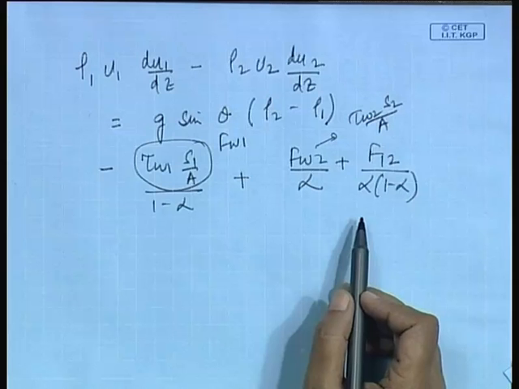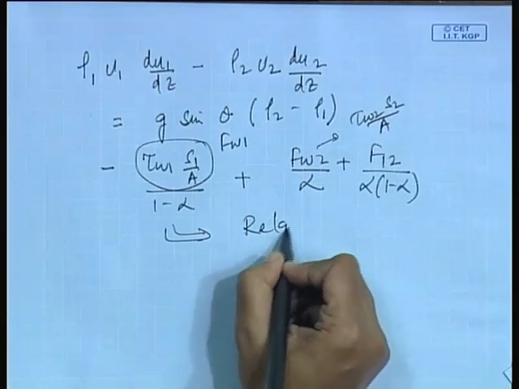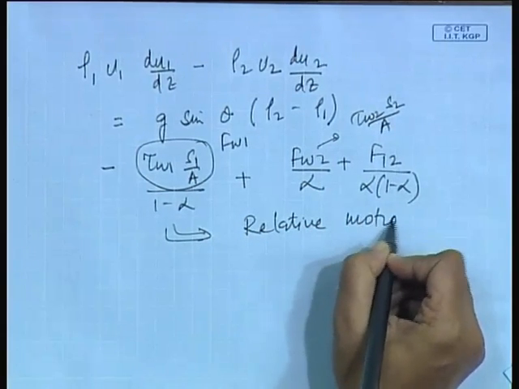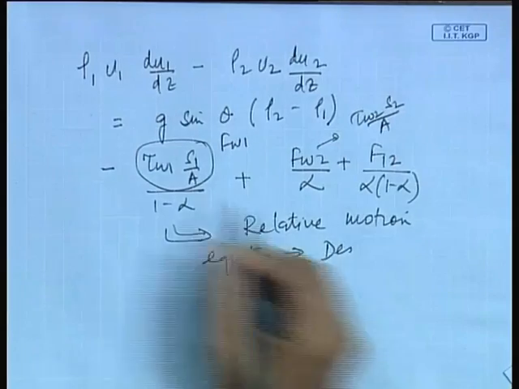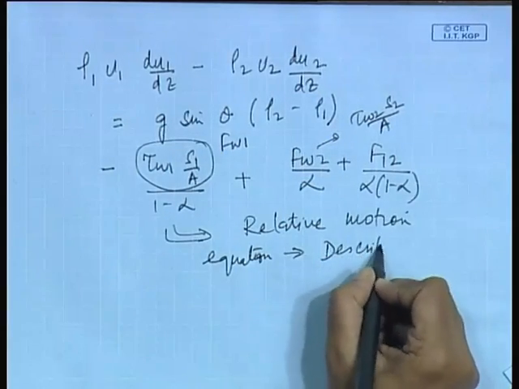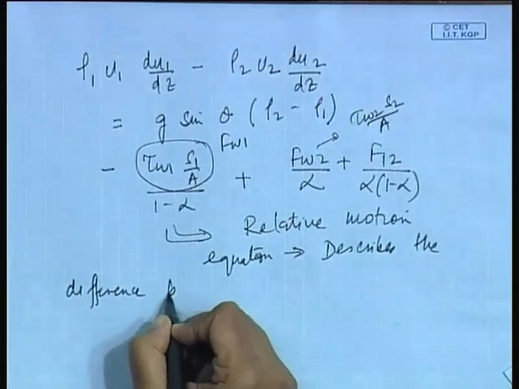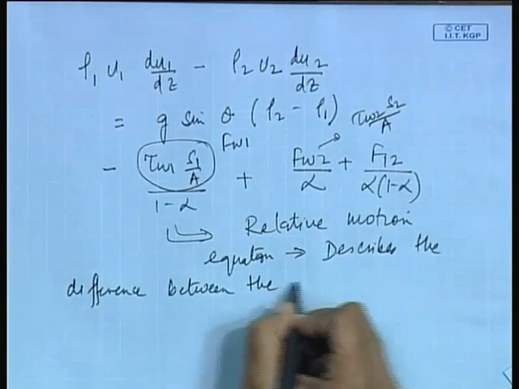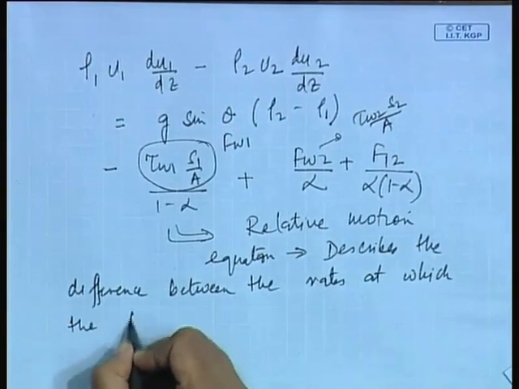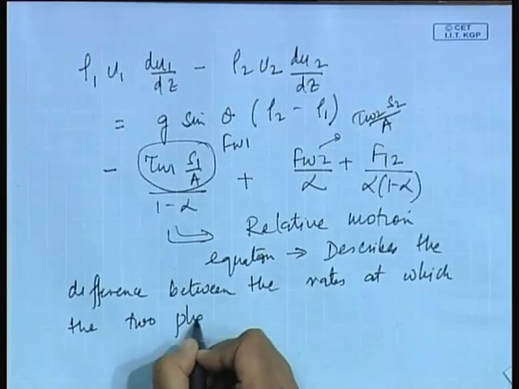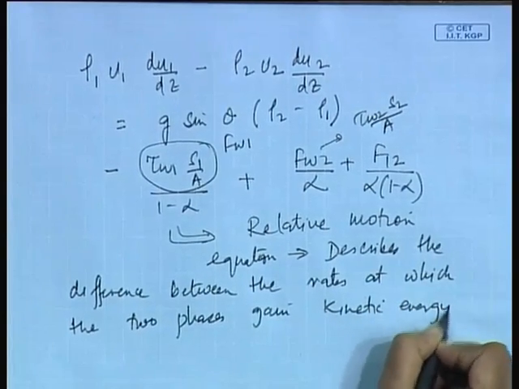Now, from this equation, you find that it does not include the pressure gradient, and this can be considered as a relative motion equation. What does it do? If you see these two particular terms, it describes the difference between the rates at which the two phases gain kinetic energy. See if you have understood what I have written down.